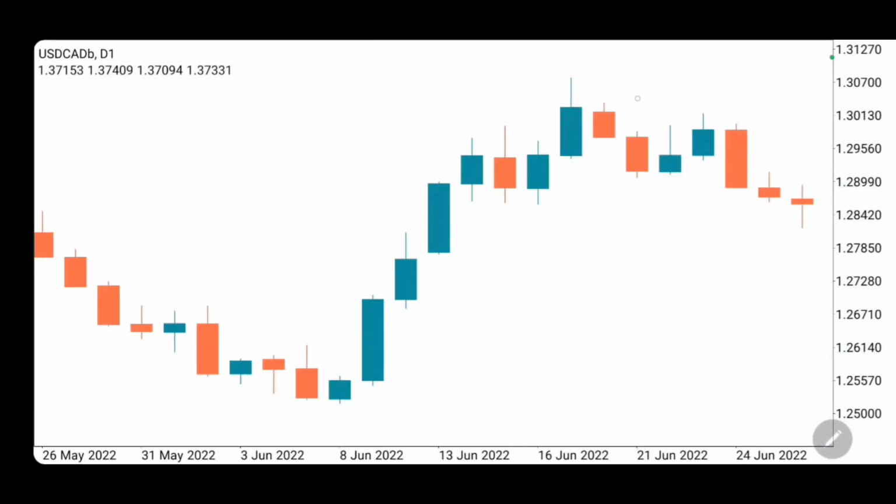Let's see another one. You can see here also, in this case, if this is my previous day's candle, this is the high and this is the low. So I'll place my buy stop order right here and my sell stop just a few pips below or a few pips above.